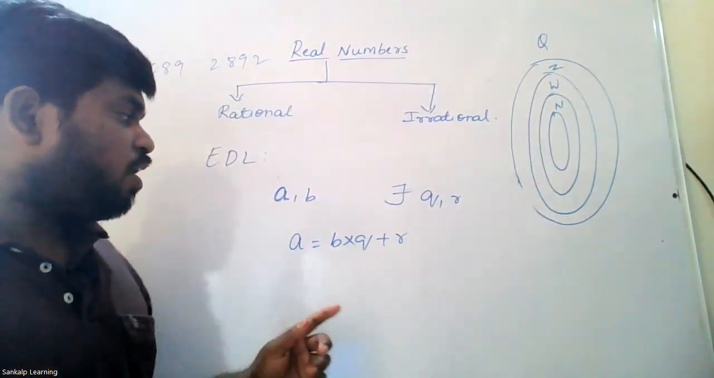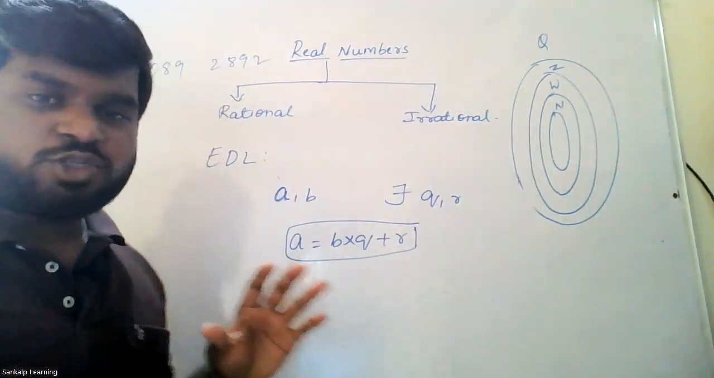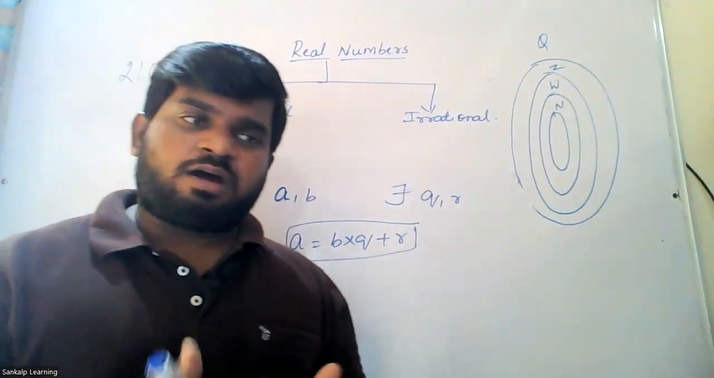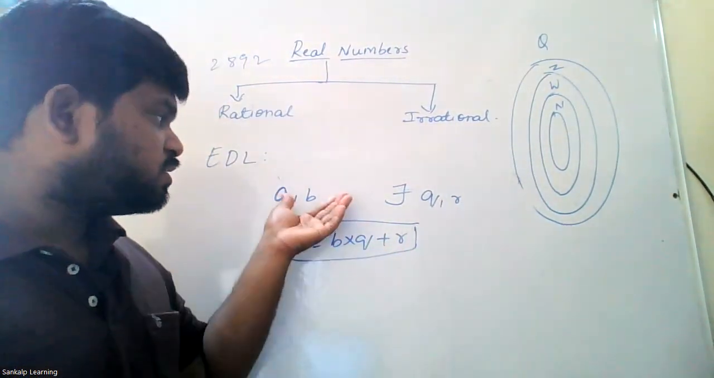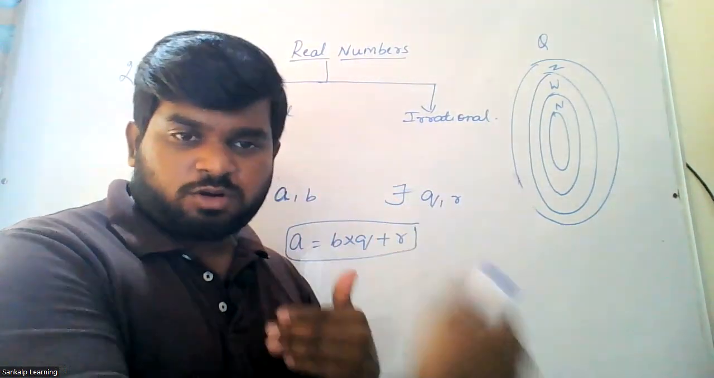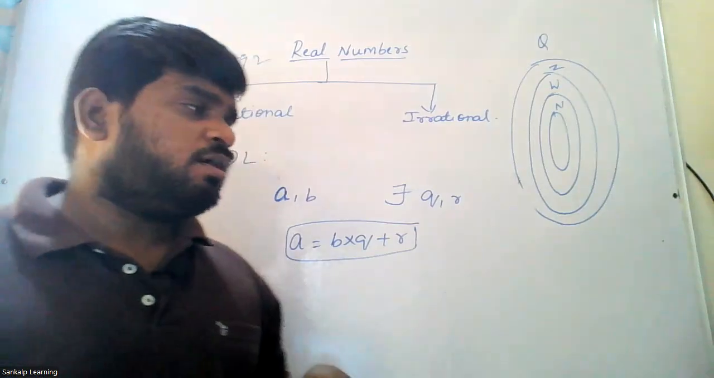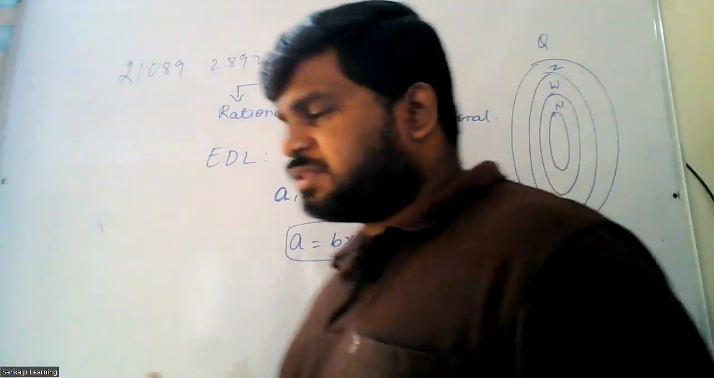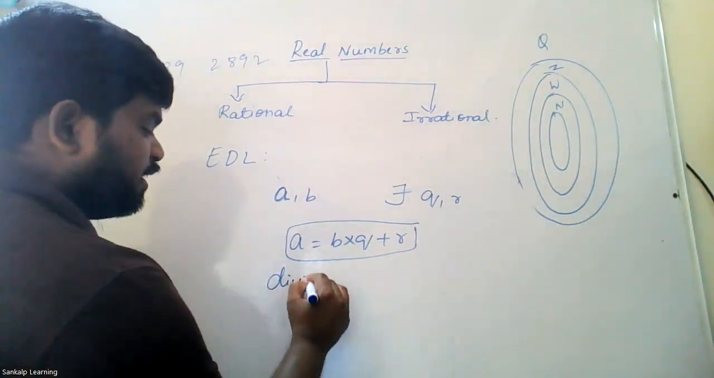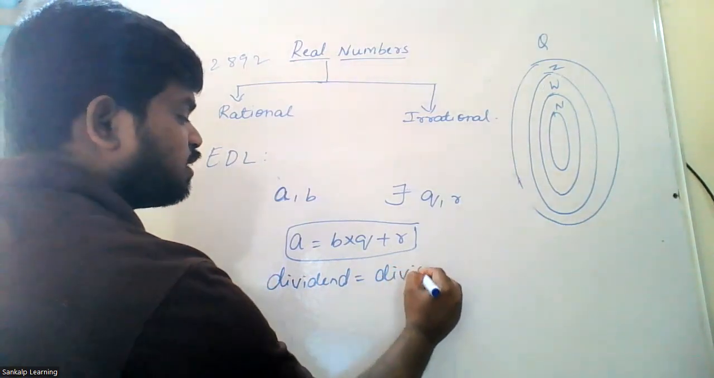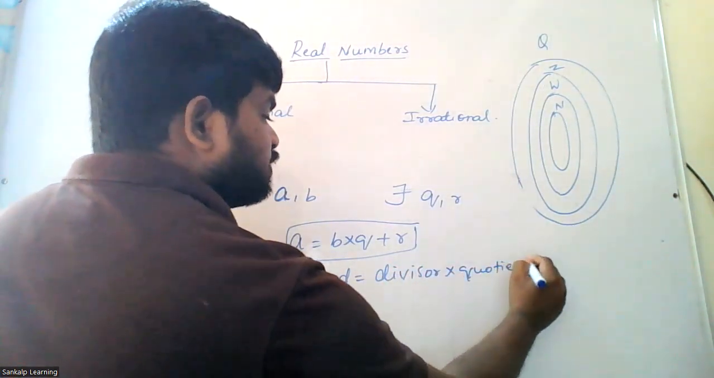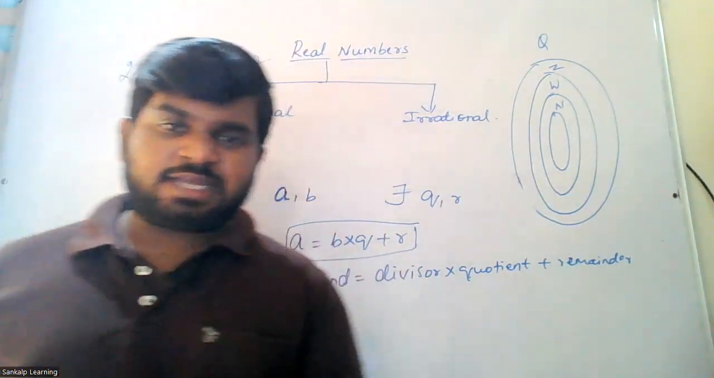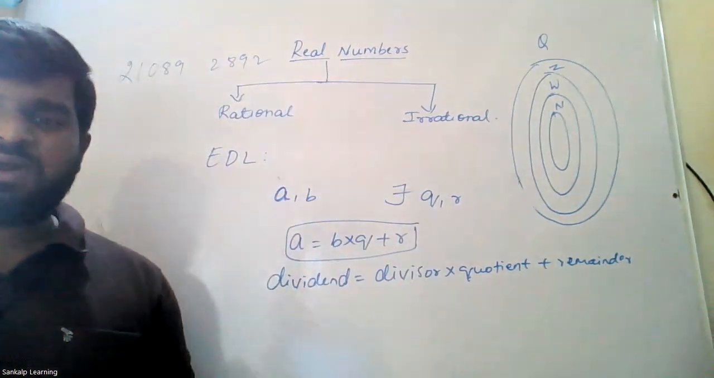I'll give you an example where this relation is satisfied. We also call this the division algorithm. Actually that is a different thing, but as the process is almost similar, this Euclid's division lemma and the division algorithm, which we are going to look into in the next part, are almost similar. So people also call this the division algorithm itself. In simple words, how to remember this? Very simple. Just remember it like this: the dividend is equal to divisor into quotient plus remainder. What is Euclid's division lemma? Dividend is equal to divisor into quotient plus remainder, or a is equal to bq plus r.